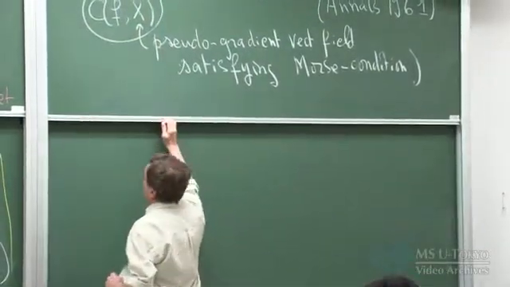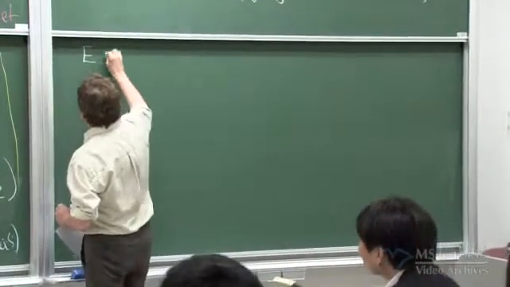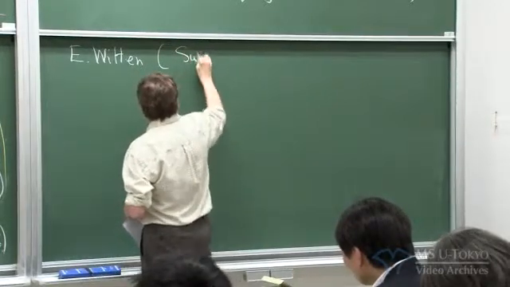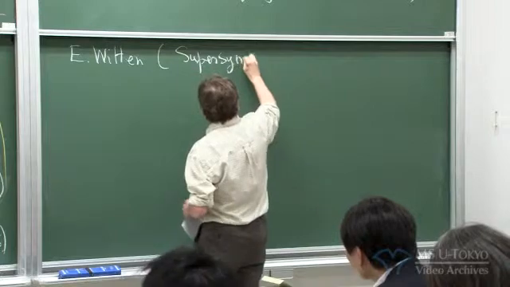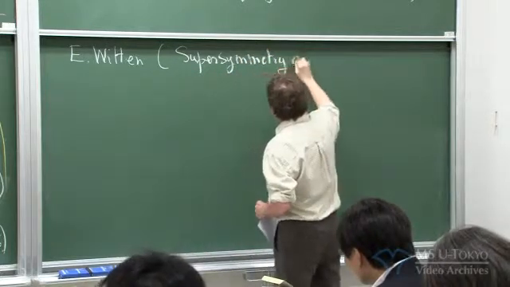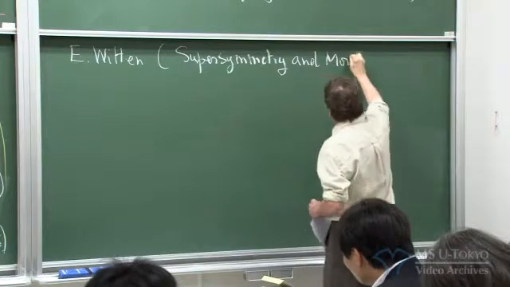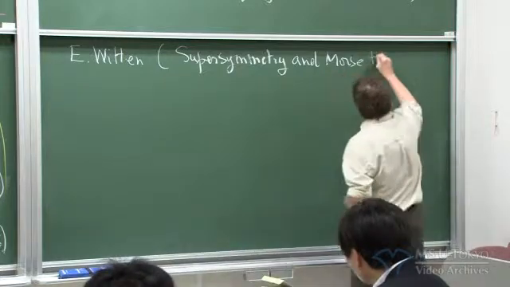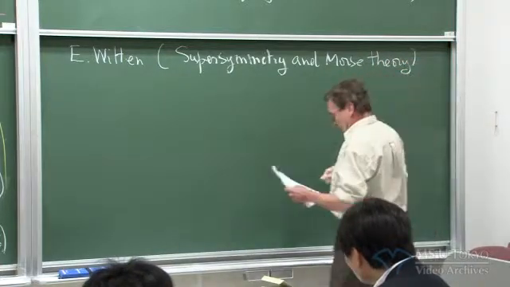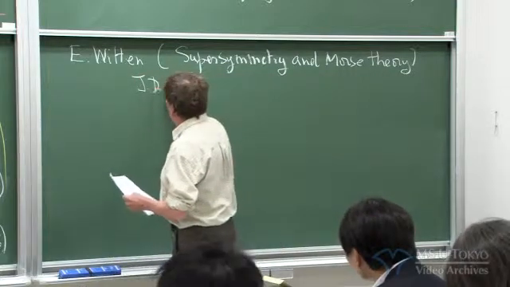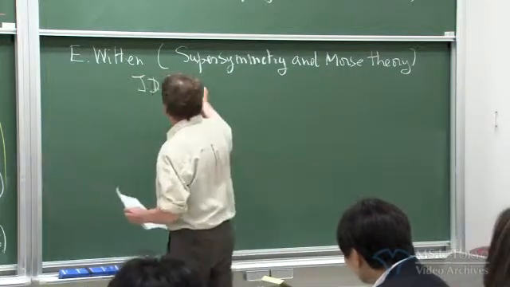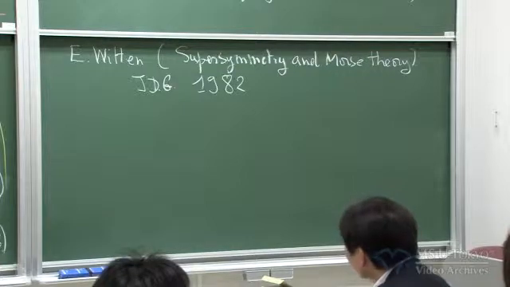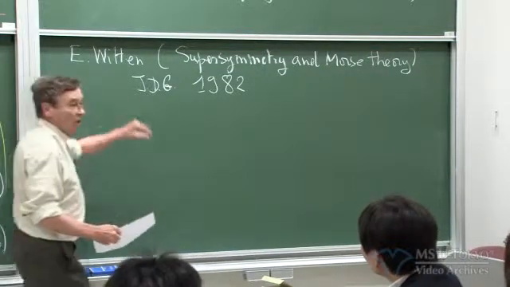And next, you have Witten, the famous paper, Supersymmetry and Morse theory, in Journal of Differential Geometry, 1982. And I would like to comment a little bit on this approach by Witten.